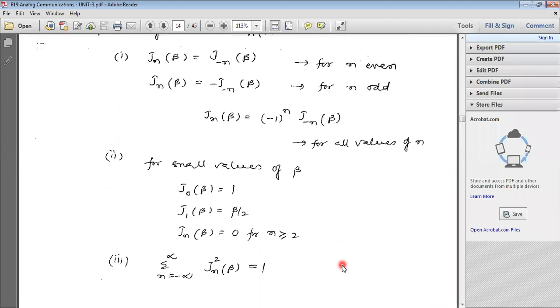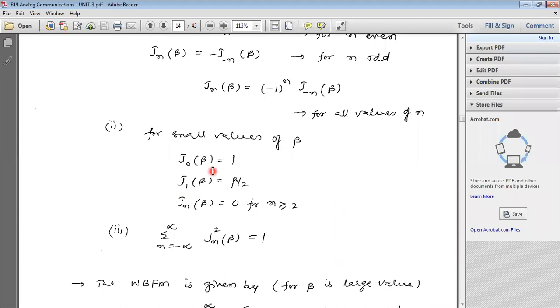Now, if you observe the values, for small values of beta, J_0(beta) equals 1. That is, for n equal to 0, we have the maximum value, 1. As n increases, the value decreases. For n greater than or equal to 2, it becomes 0. So observe these values. According to these values, we rewrite the wideband frequency modulated signal.